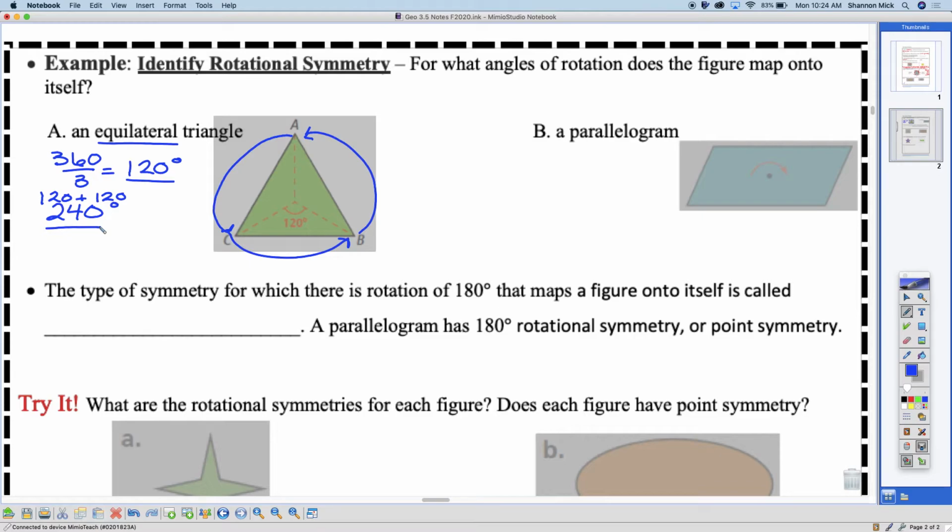This one is not the center. Well, yeah, it is the center. Never mind. Okay, parallelogram.